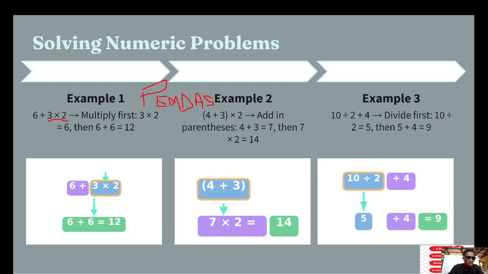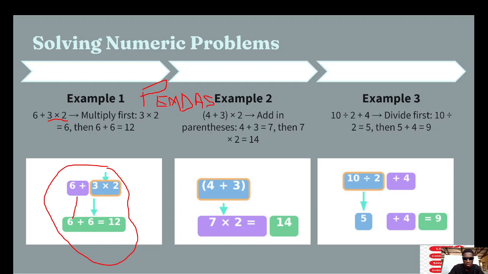All right, so here we go. So the first, there is no parenthesis, there is no exponent, so the next thing is what? Multiplication. We have multiplication, so you multiply first. 3 times 2 gives you 6, then 6 plus 6 gives you what? 12. So as you can see, this is exactly what you are supposed to do. So 3 times 2 equals 6, and you bring down this 6 here, then you add it, you get 12.